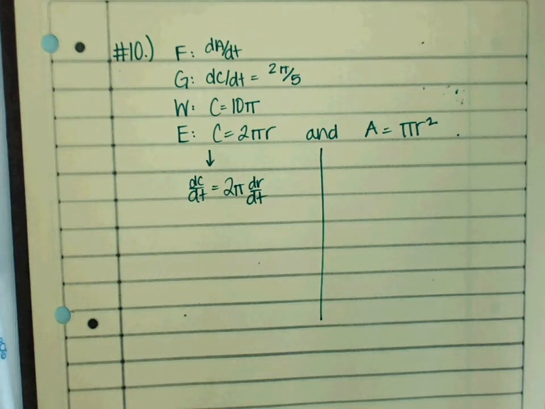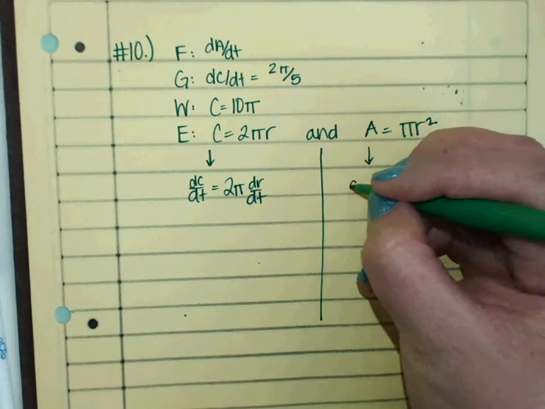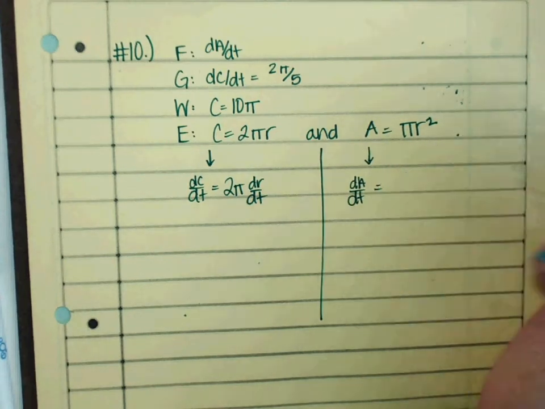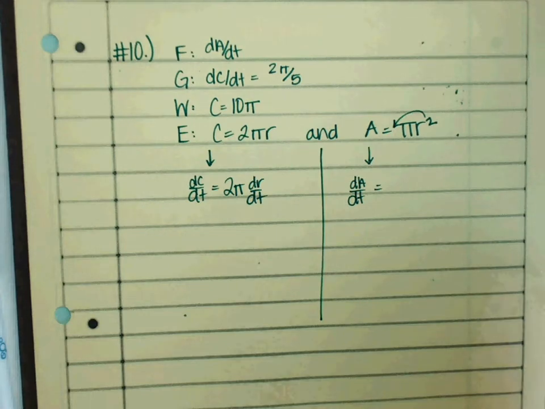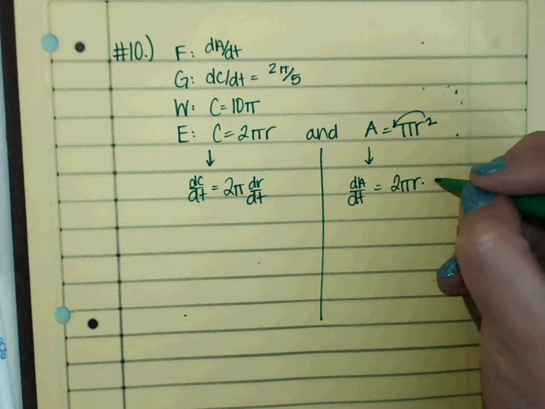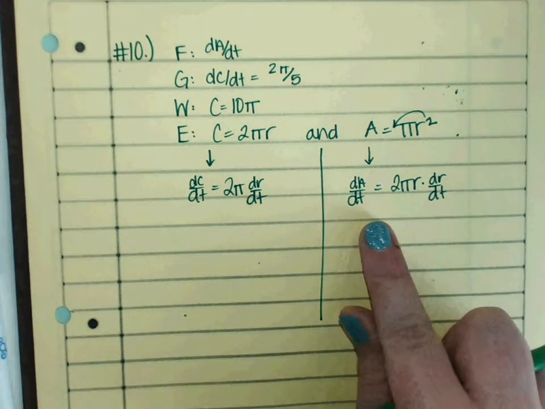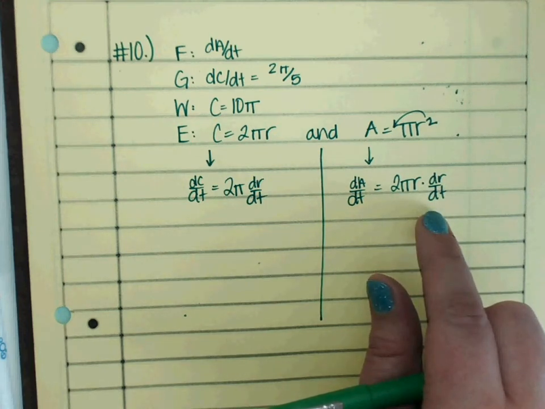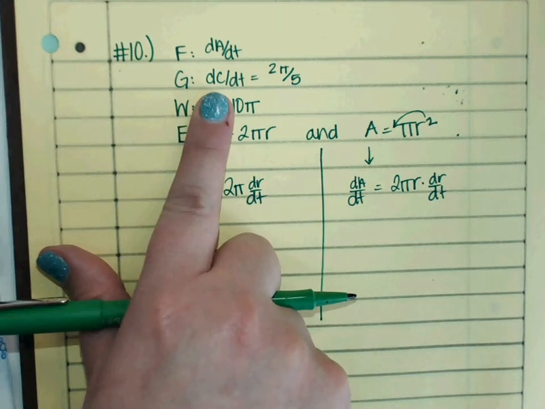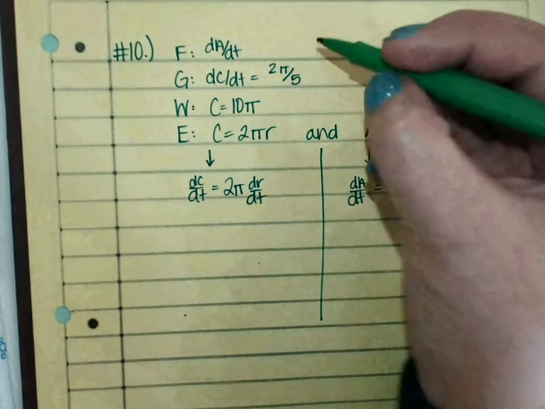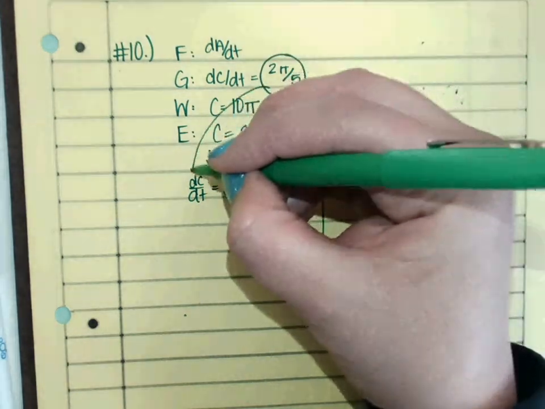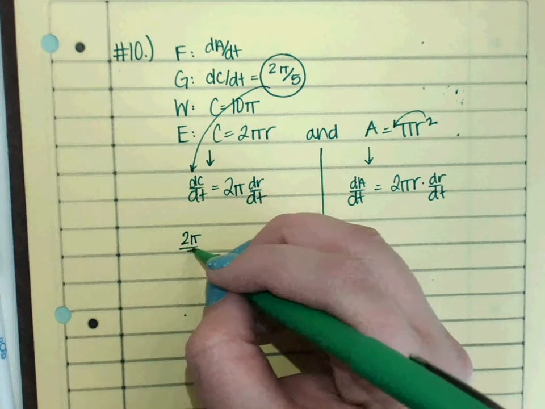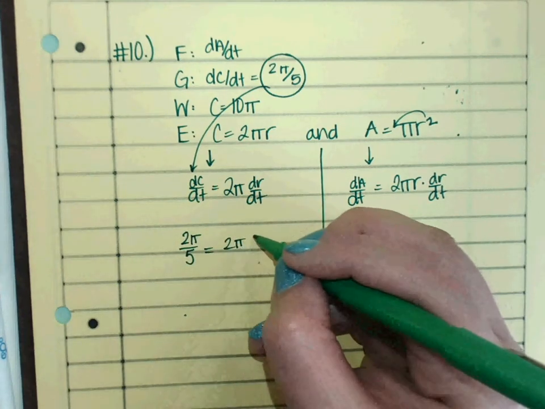What's the derivative of my A equation for area? dA/dt equals, my 2 comes down to the front, so it's 2 pi r to the 1. I'm not going to put the 1, but it goes down. Now this is the side I care about. I don't know r, I don't know dr/dt, so I know I'm going to have to do some extra work. The first thing I notice is what was I given? And that's what I have right here. So I'm going to take my 2 pi fifths, sub it in, 2 pi fifths needs to equal 2 pi dr/dt.